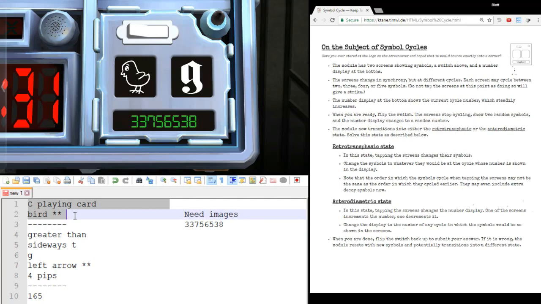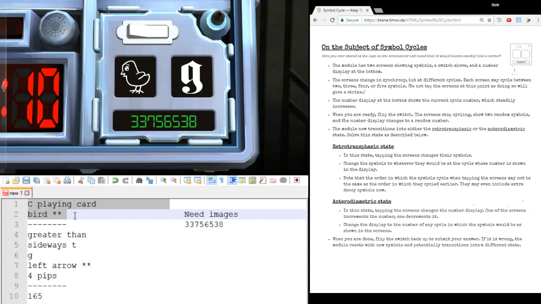Cycle 165 was a bird. Now, if you think about it, since it switches every 2 because there's 2 images, that means 163 was a bird, 161 was a bird, and I keep adding and subtracting 2 because there were 2 symbols, to figure out every possible cycle number that had a bird in it.